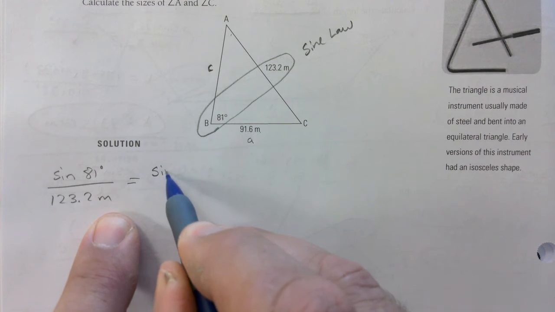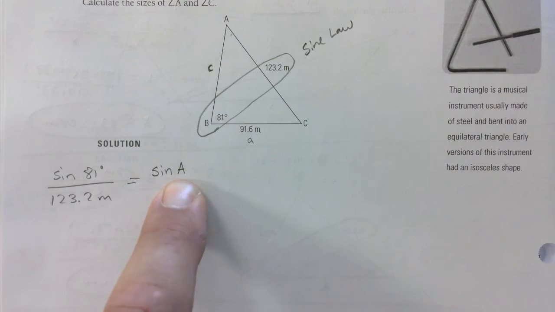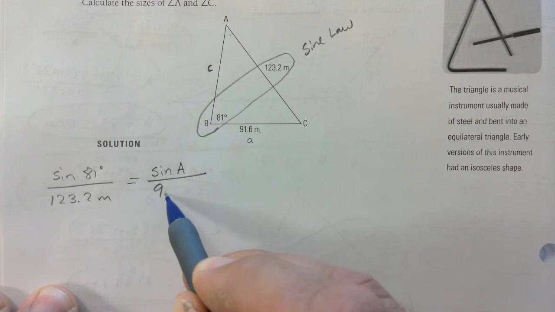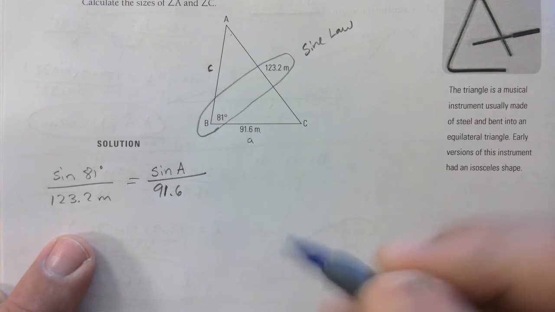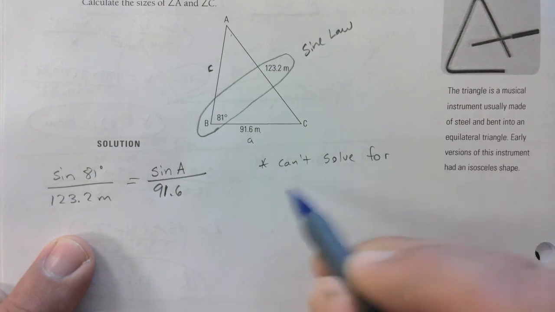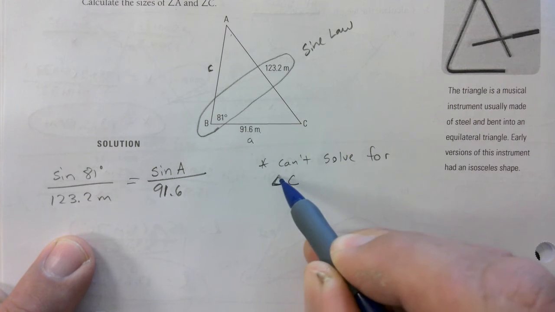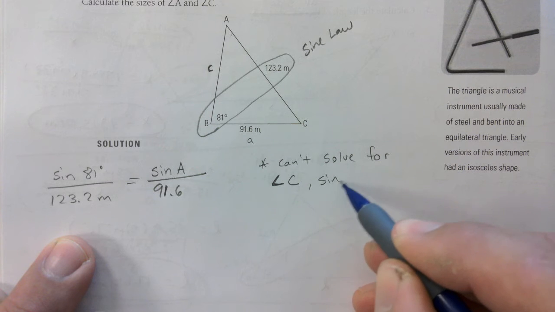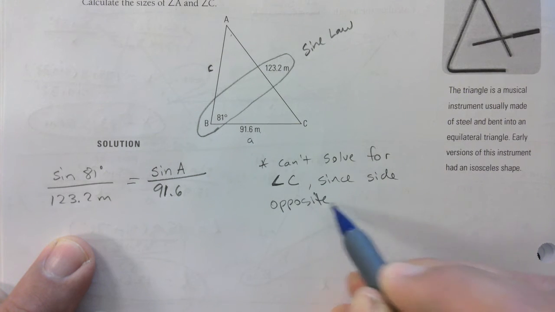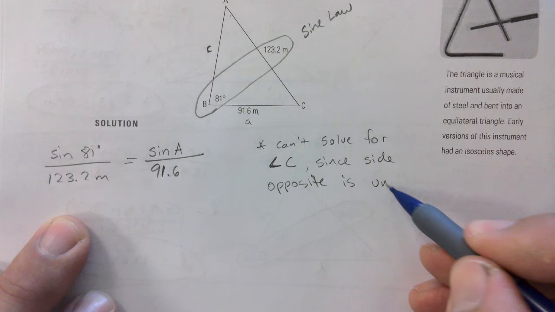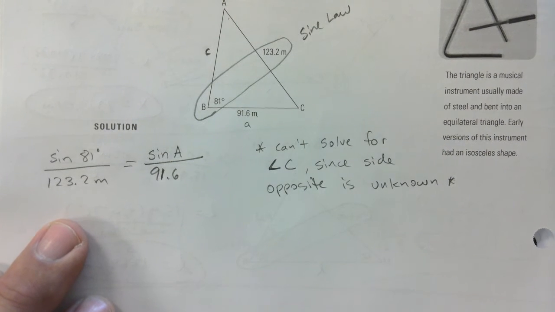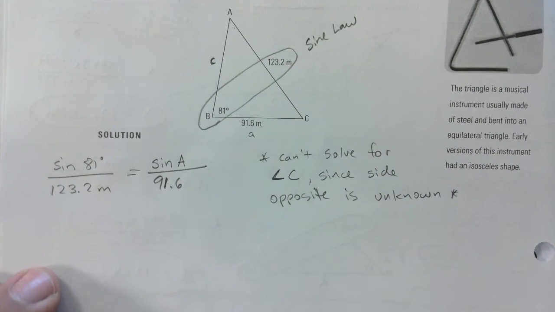So we do this. Sine, you have to have a letter there as a placeholder for the angle. Sine of that angle, which we're going to find, over 91.6. Okay, I'll just make a note. Can't solve for angle C, since side opposite to it is unknown. That's a big one, because if you don't recognize that, then you're in trouble.